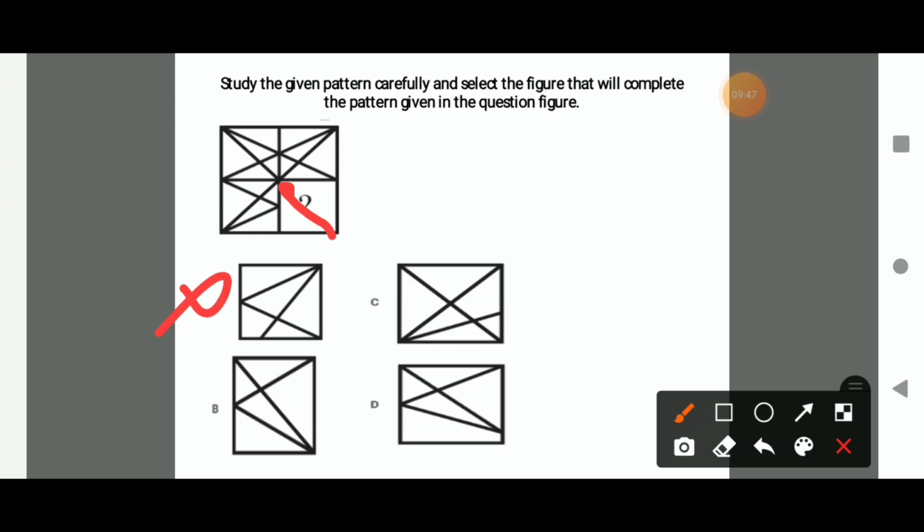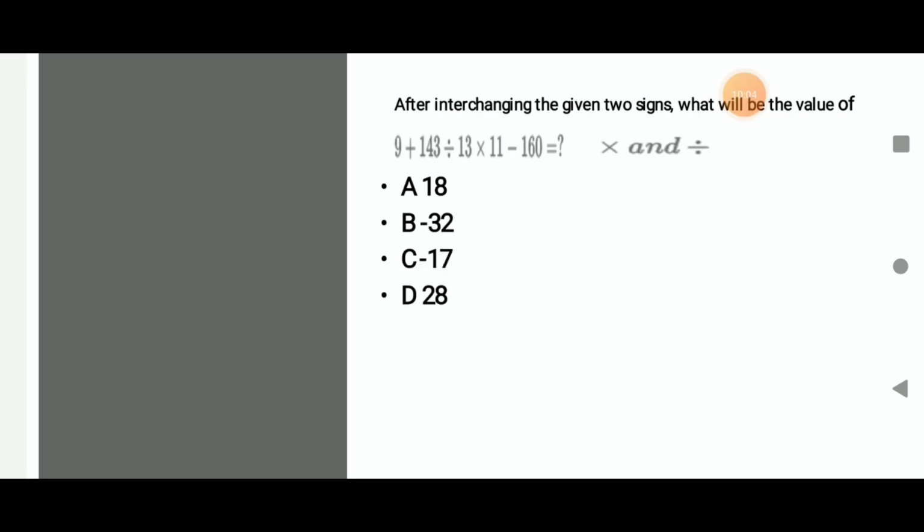So what is the output? This is the output. These two are joining here. This is also here. This is no. This is also no. This is here. This is joining here. So option B will be the correct answer to this question.